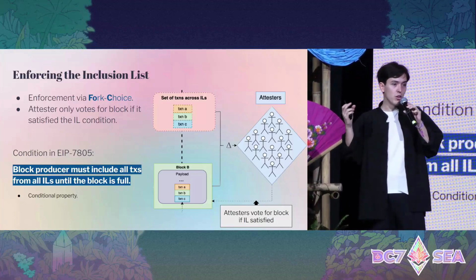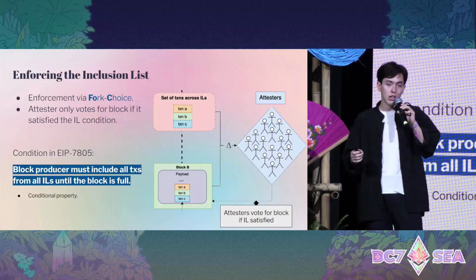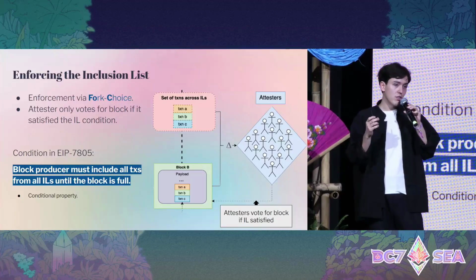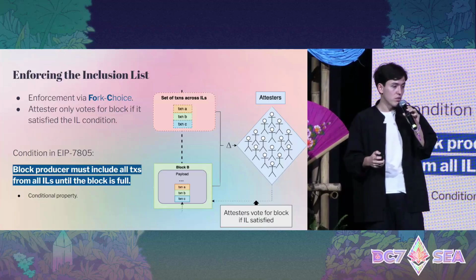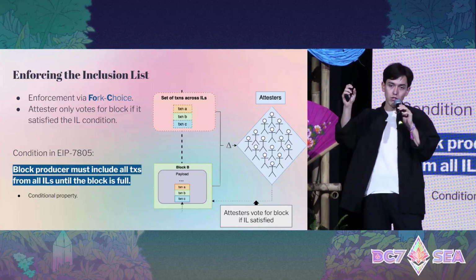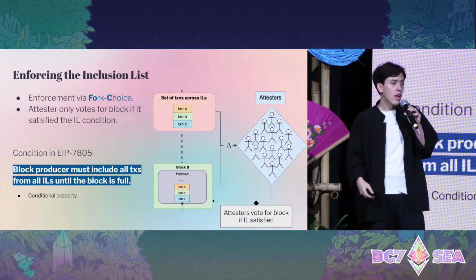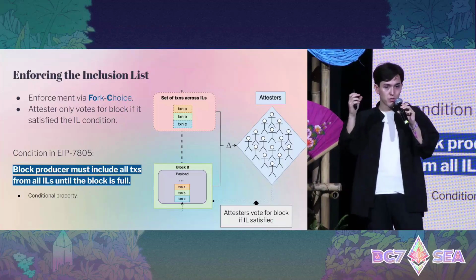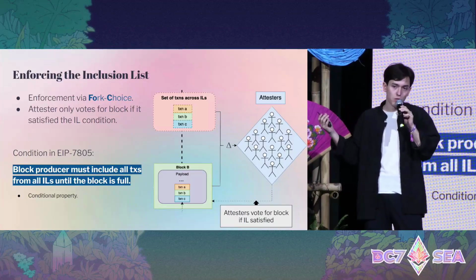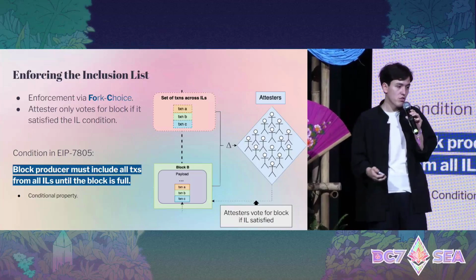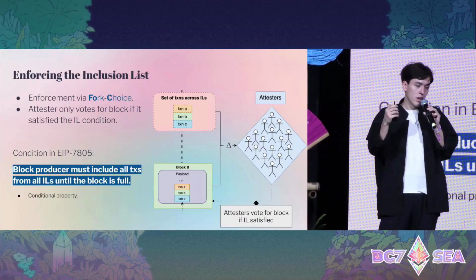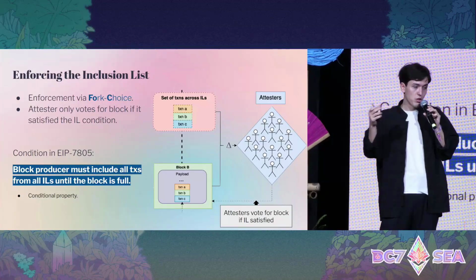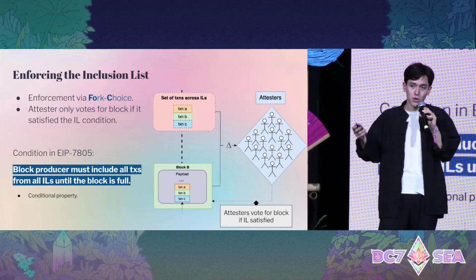And they take the union of all transactions that they had seen in these inclusion lists and check whether any of these transactions was not included in the execution payload that they received. So they check whether a transaction from the inclusion list was not in the block. If this is the case, they check if the block is full or not. So if the block is full, then obviously you can't include the transactions anymore. So if the attester is happy, so the block contains all of the transactions or the block is full, then the attester votes for the block.